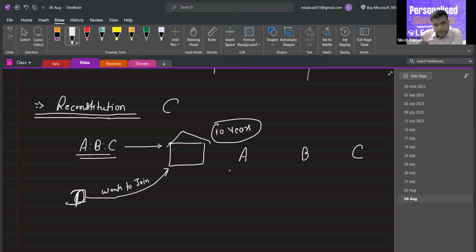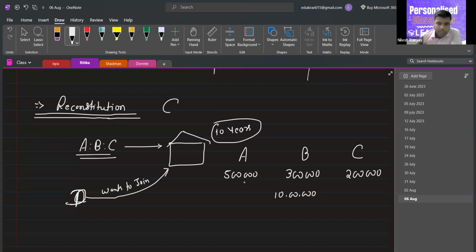It is 5 lakh, 3 lakh, and 2 lakh. Now, the total capital of A, B, and C is 10 lakh.